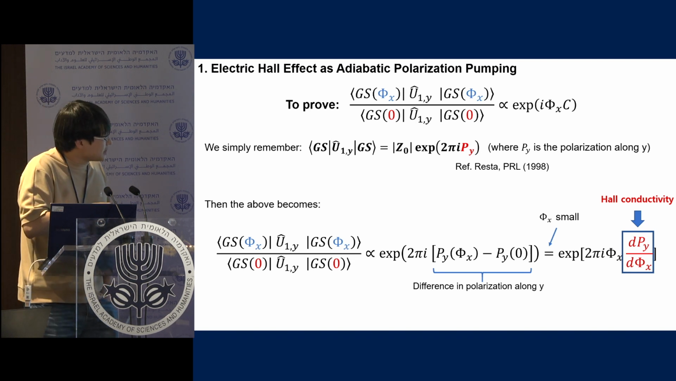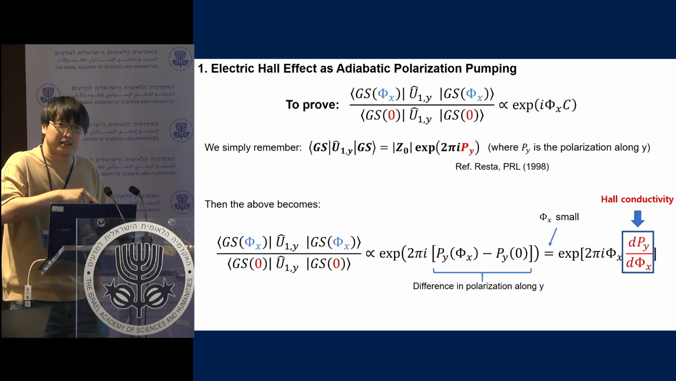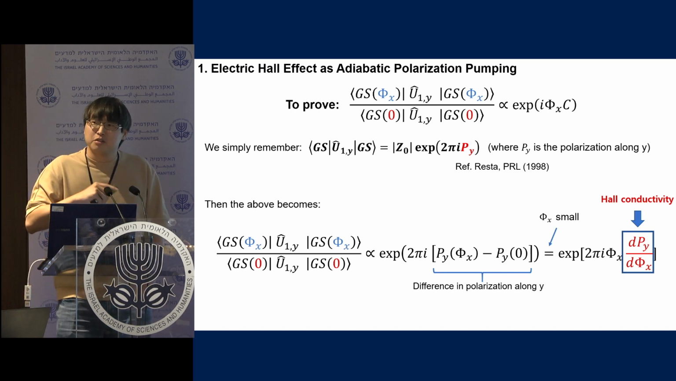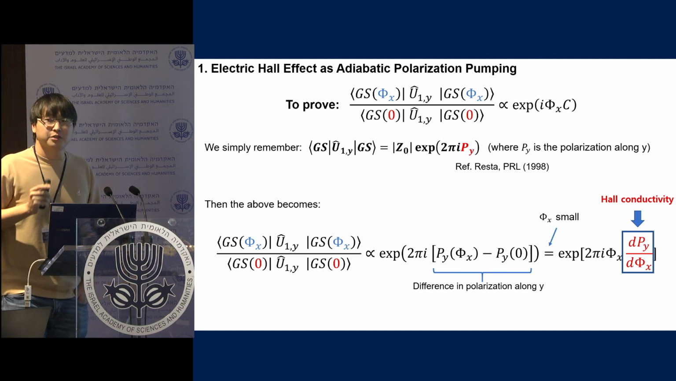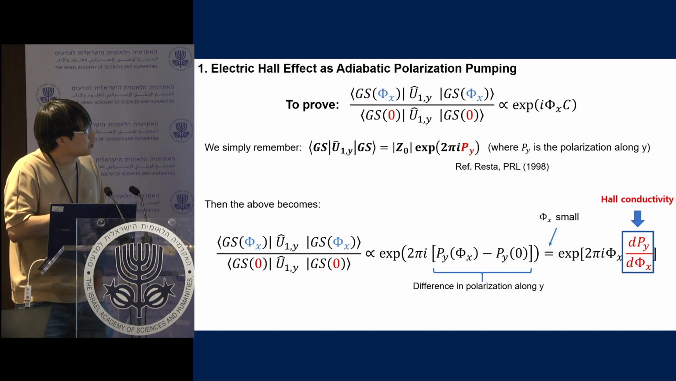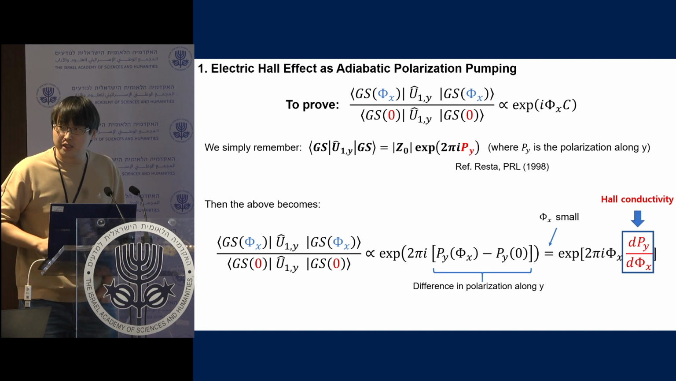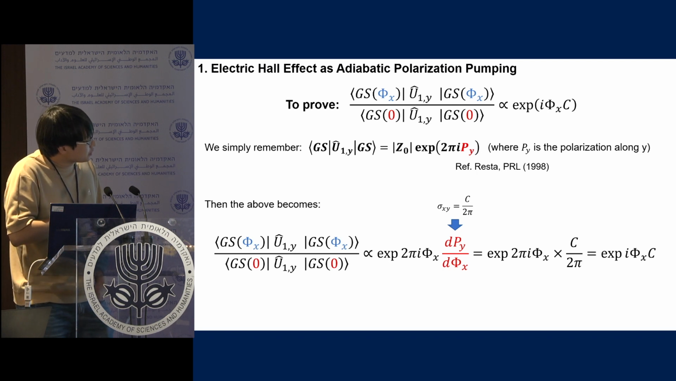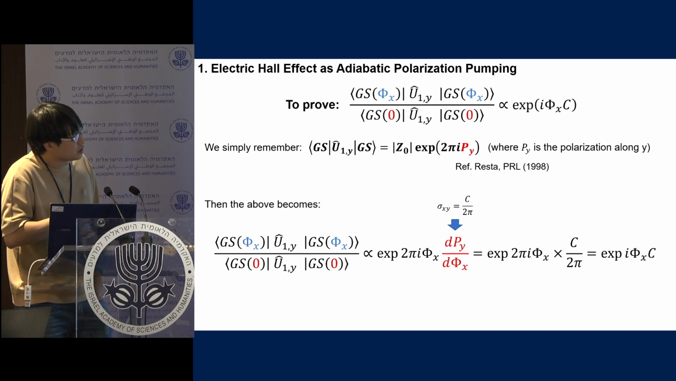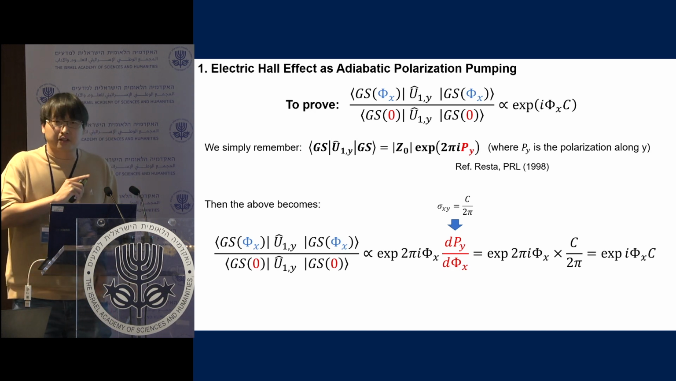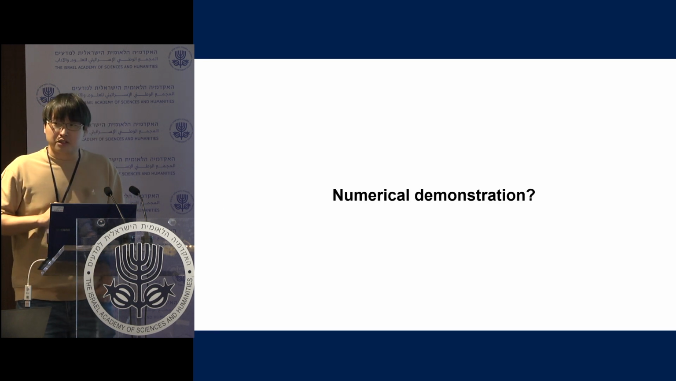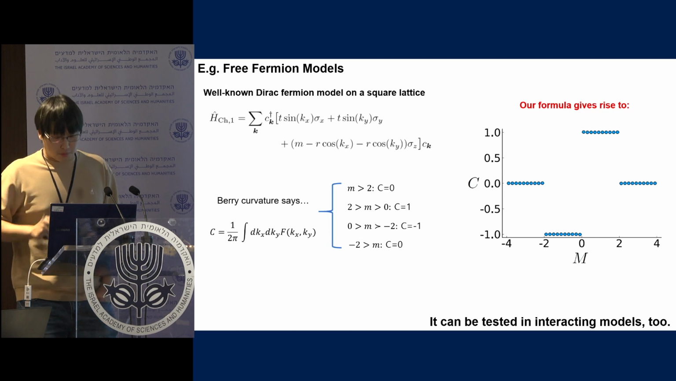And because phi_x is small, you can now perform the Taylor expansion. Then you get 2 pi i phi_x dP_y/d phi_x. So if you are familiar with quantum Hall physics or Chern insulators, then you quickly notice this is the Hall conductivity. Actually, you can calculate it, you can prove it. And then if you plug in C over 2 pi, which is the Hall conductivity, then this formula just gets the exponential of 2 pi i phi_x C. And there are other more beautiful ways of proving it, but I'm not going to delve into it and just show you the numerical demonstration of the formula.